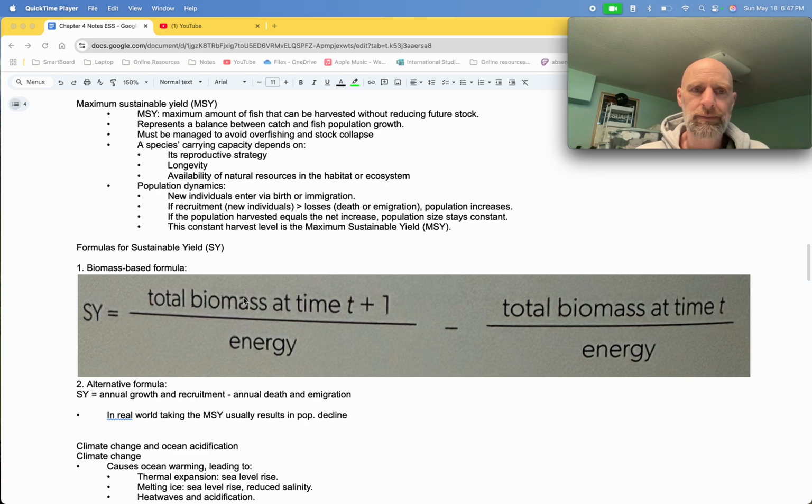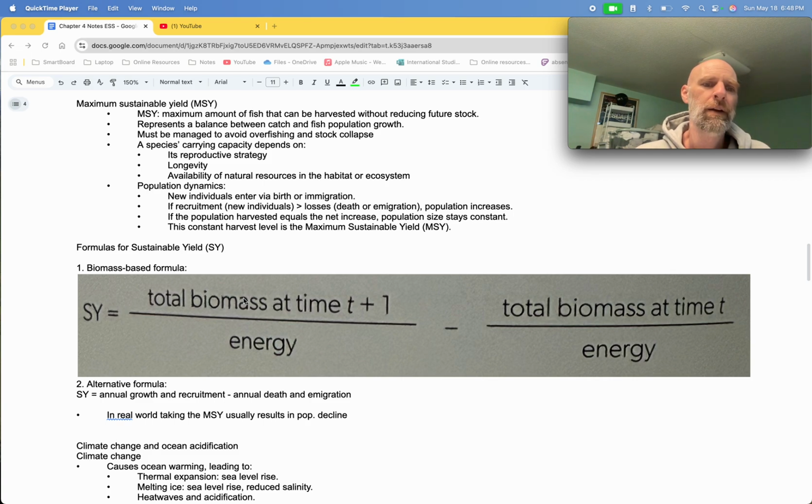So, population dynamics. New individuals enter via birth or immigration, like coming from a different area. When you're in the ocean, you can travel wherever. For a lot of fish, though, water temperature plays a big role in limiting them. If recruitment, new individuals, is more than the losses, death, the population increases. So, more coming in than going out. That's simple. If the population harvested equals the net increase, population size stays constant, which is nice. The constant harvest level is the maximum sustainable yield.